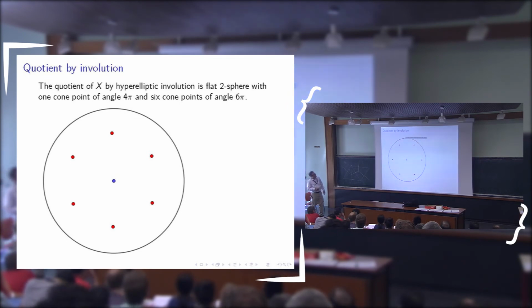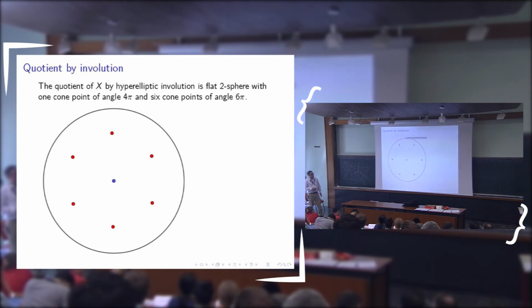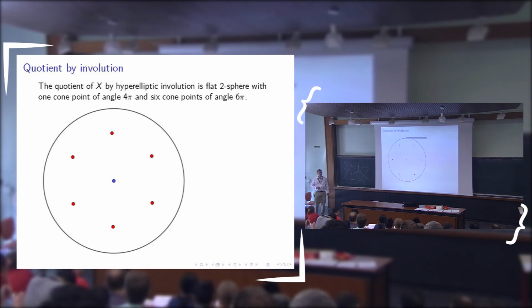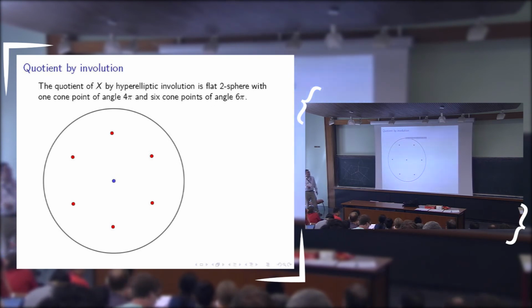So this is, of course, in doing all this, we quotient by the involution. You work on the Riemann sphere. You have the hyperelliptic involution. You look at the quotient sphere. You have really only one 4 pi cone point. These are all angle pi cone points because you've applied the hyperelliptic involution. These are the 6 Weierstrass points, 1, 2, 3, 4, 5, 6, or the images of the Weierstrass points in the Riemann sphere.